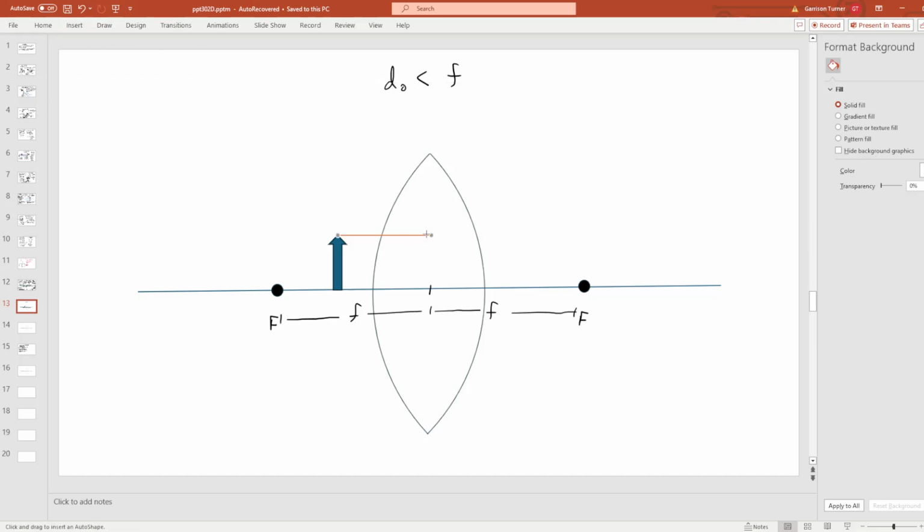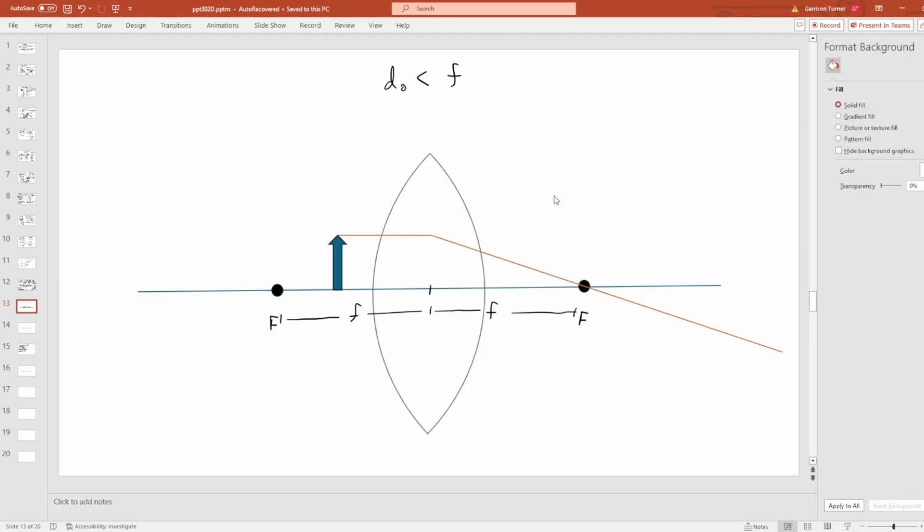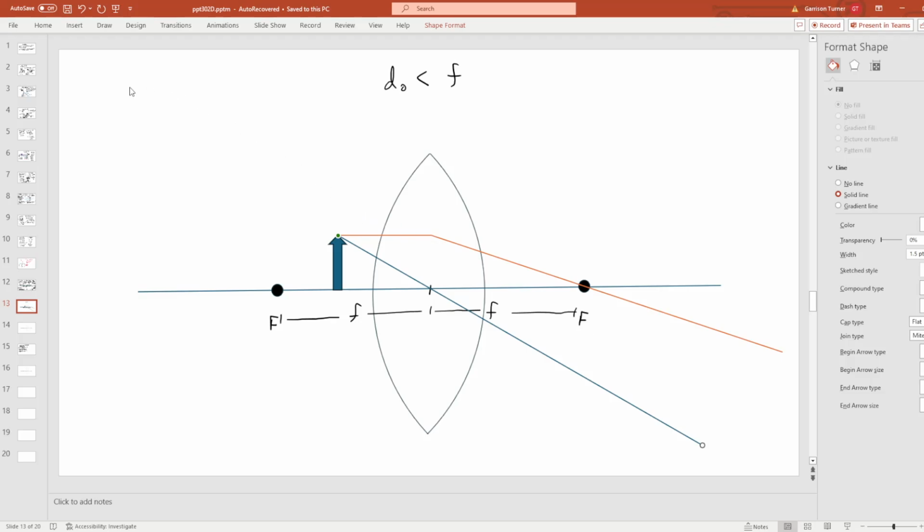So we do the same thing. And again, let's actually look at the third ray now. Let's draw one through the center. And hopefully you can see what's happening. Okay, so my rays on the other side of the lens are diverging. They're getting wider from each other, right?